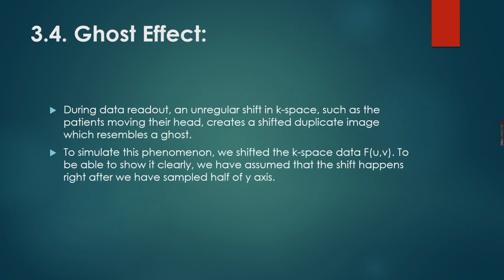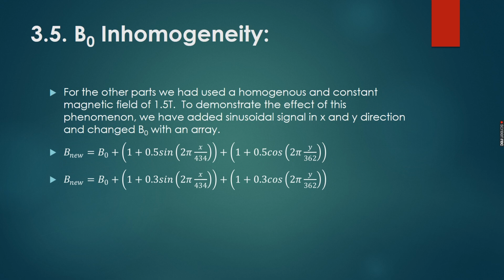A ghost effect during data readout, an irregular shift in k-space, such as the patient moving their head during the scanning in MRI, creates a shifted duplicate image which resembles a ghost. B0 inhomogeneity: for the other parts, we used 1.5 Tesla as normal. To demonstrate the effect of this, a sinusoidal signal in the X and Y direction will be added.